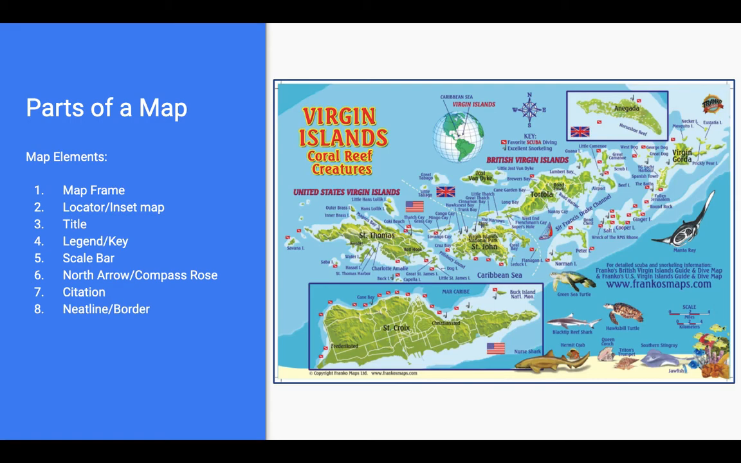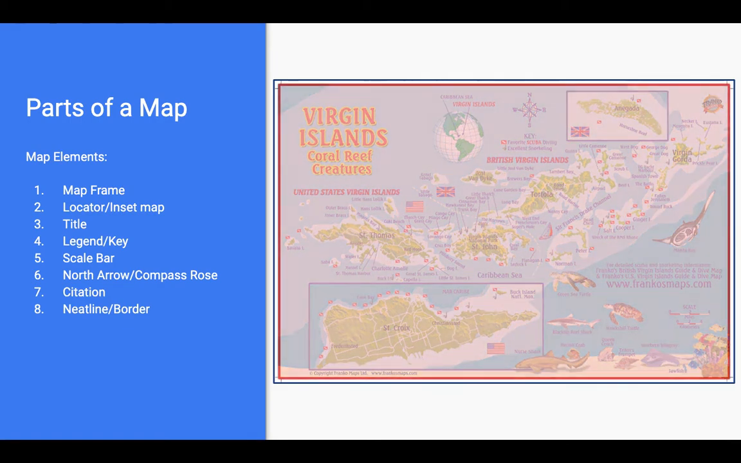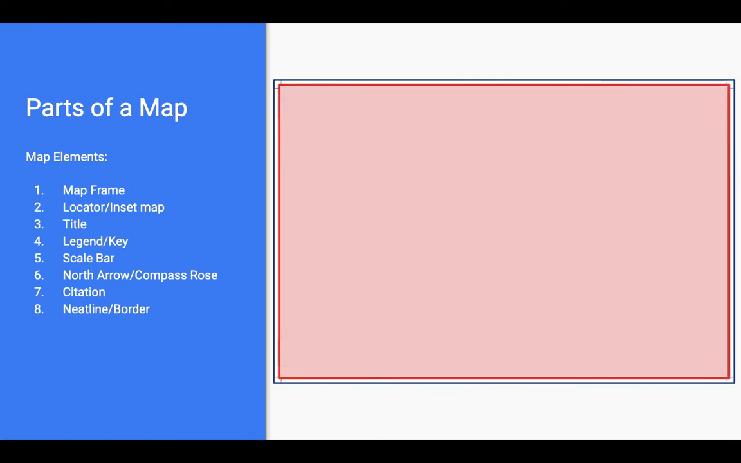So the map frame is the meat of the map, okay? It's everything that's inside this. Everything inside that is considered the map frame. It is the object of the map.